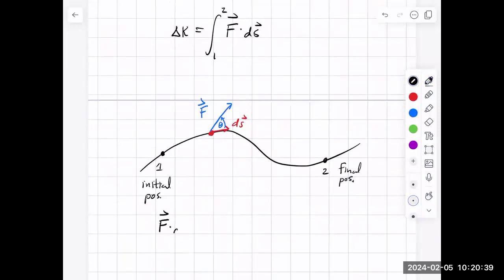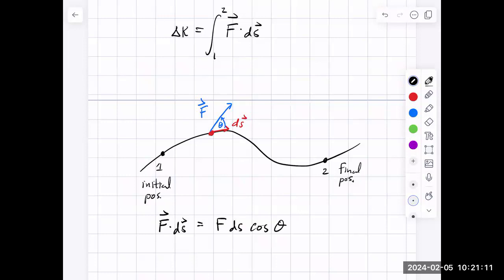This means that the dot product that we have to evaluate, this F dot ds, is just the magnitude of the force times the size of the step, the magnitude of the ds vector, times the cosine of the angle between them. And so this is kind of nice. We just did Gauss's law, which involved dot products. And so here's another case of a dot product. But we know a lot about dot products already.